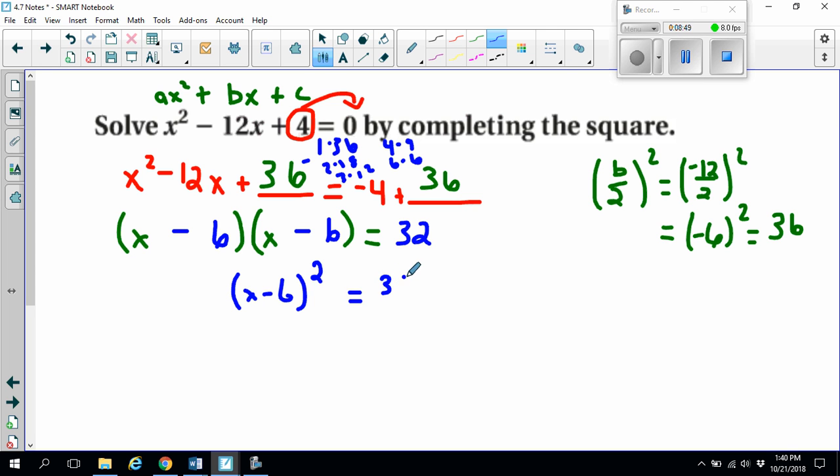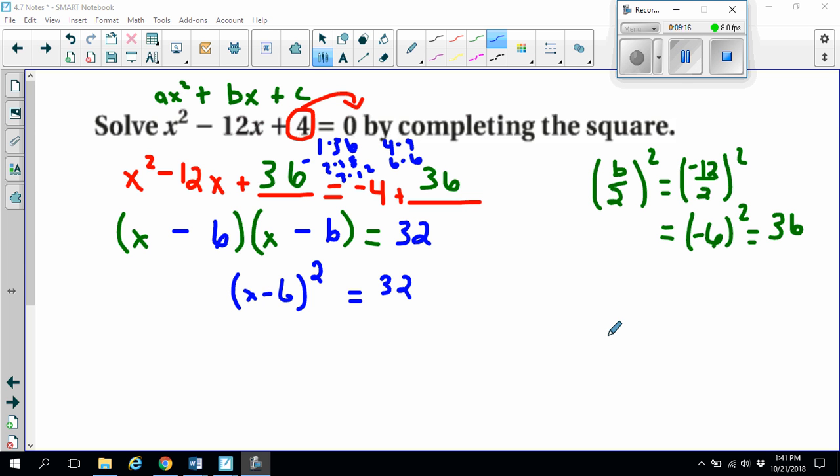So that's why we want to make sure that we get a perfect square trinomial on the left-hand side, because we want our factors to be exactly the same. So whenever you use completing the square, you have to make sure your factors are exactly the same. If they are not, go back and redo your math. So now we have x minus 6 squared equals 32. So we've just done the factoring portion of completing the square.